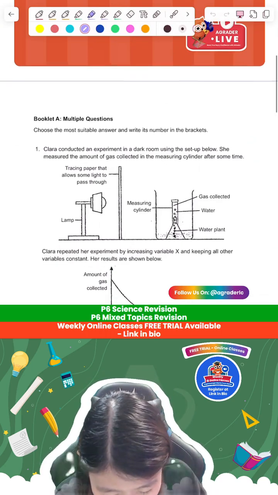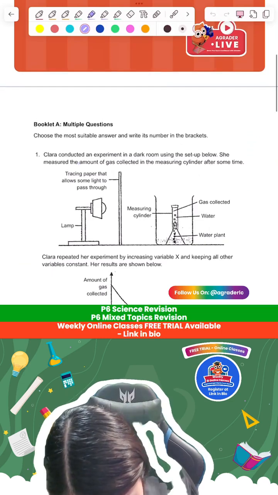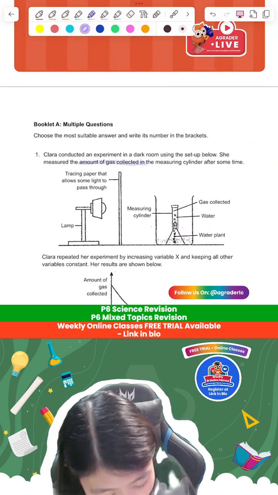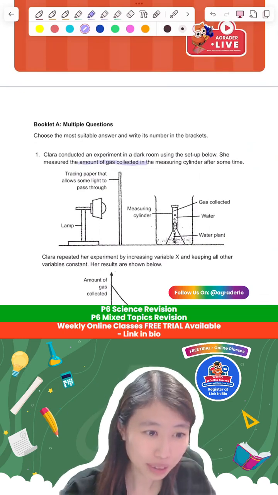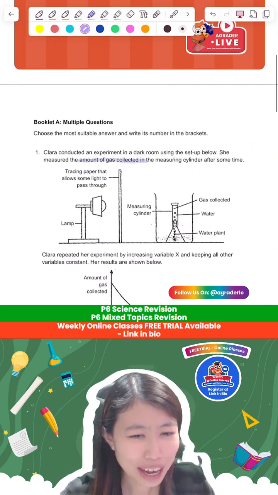Okay, so for this, she measured the amount of gas collected in the measuring cylinder after some time.